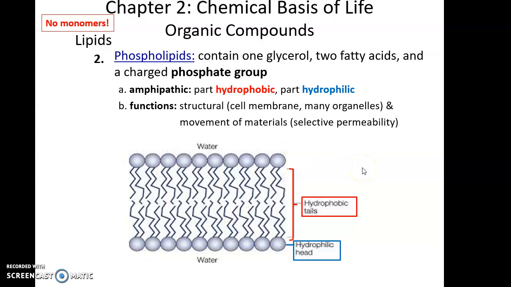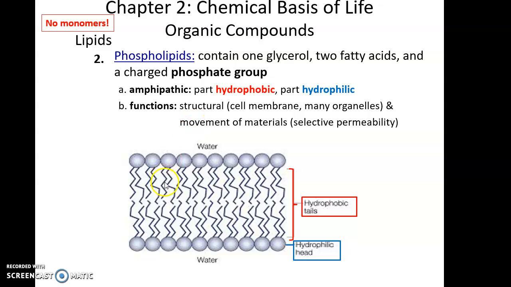Functions. The main function of phospholipids is to form the cell membrane of cells, to form the walls of many organelles, and to form vesicles that can move materials. So phospholipids have a very important structural function. We can't have cells without cell membranes, which are made of phospholipids.